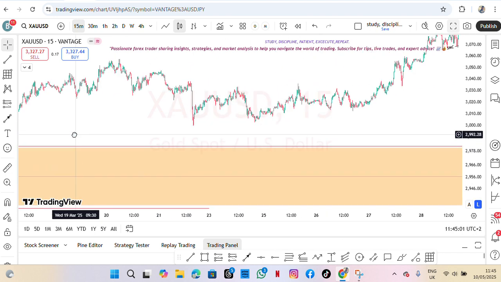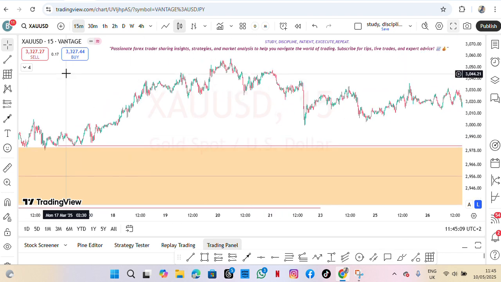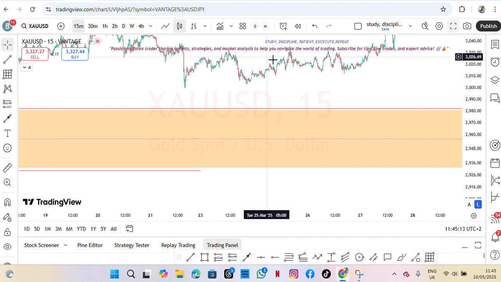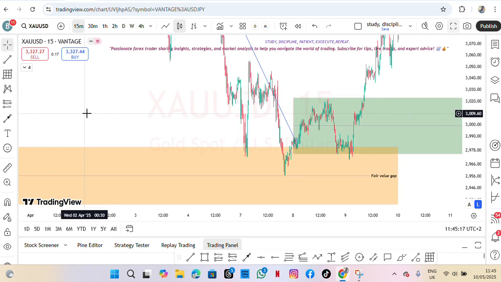When you have identified the point of interest on a higher time frame, like your fair value gap, there's another thing we call an order block, but we are going to talk about that order block in my next video. So I just hope that this video is going to help you identify these zones.